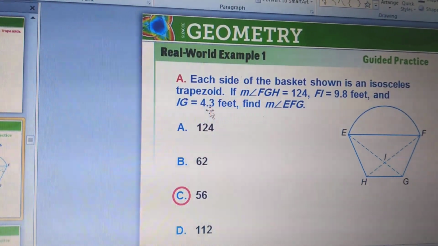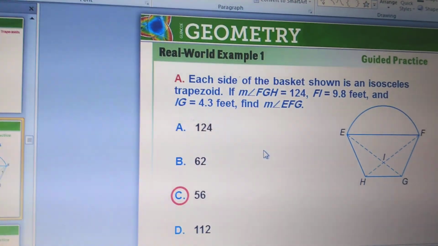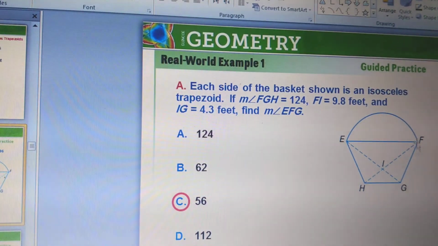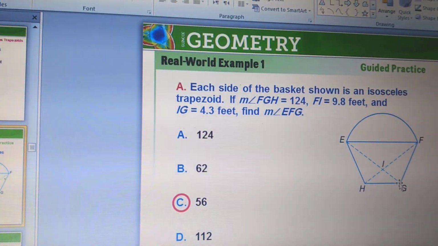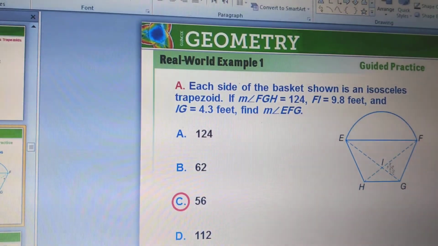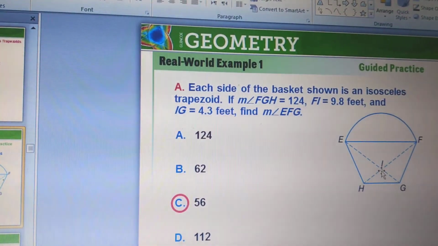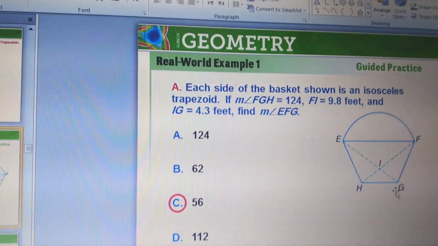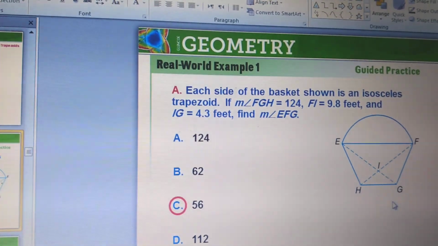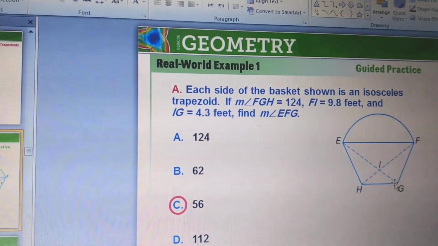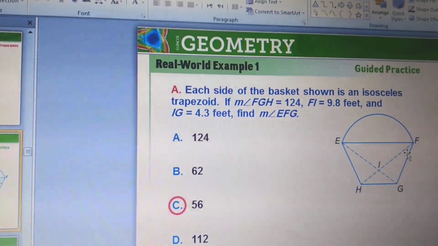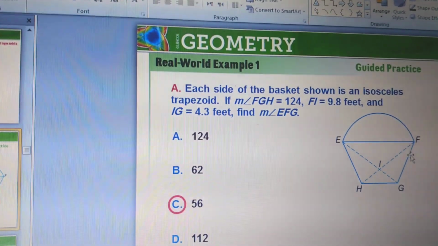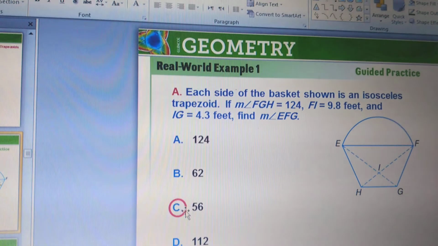This question is multiple choice. Each side of the basket shown is an isosceles trapezoid if the measurement of angle FGH, this 124, FI is 9.8 and IG is 4.3. Find the measurement of angle EFG. This 124, this we supplement it to 180. I can say 180 minus 124, the answer will be 56.